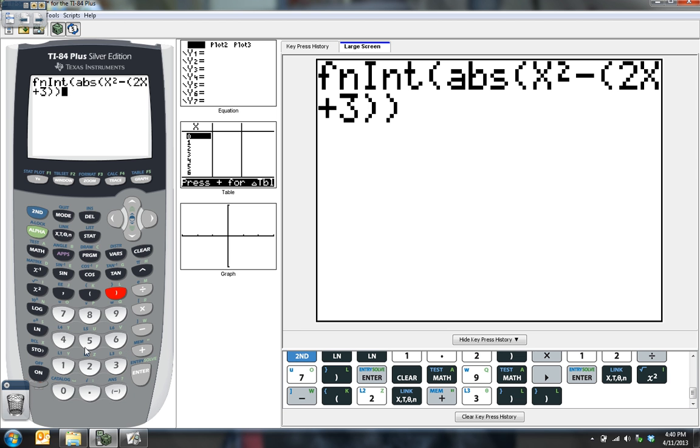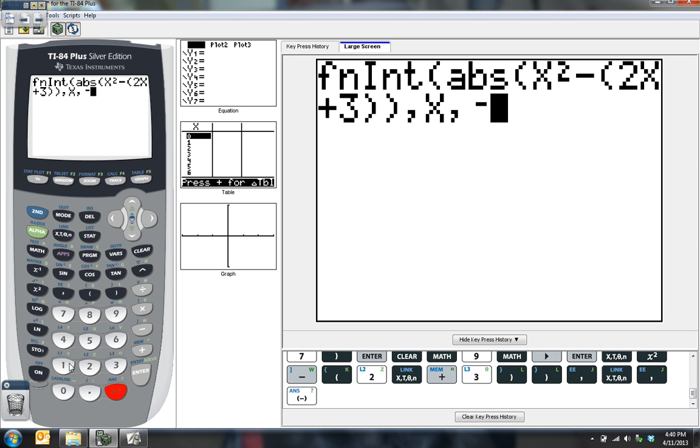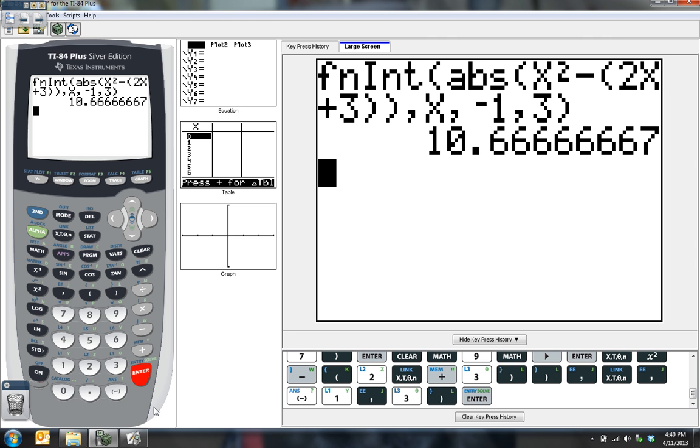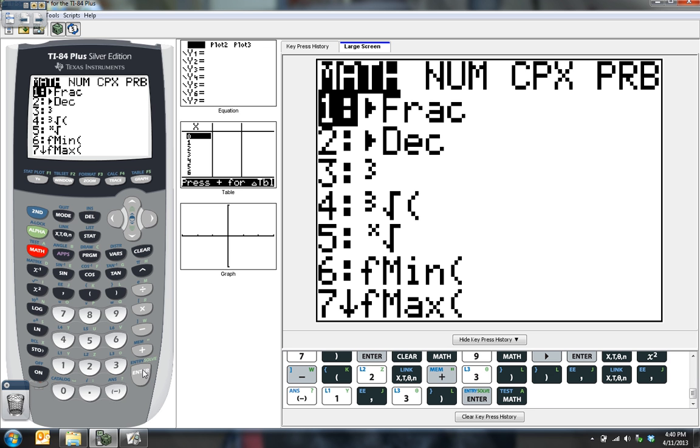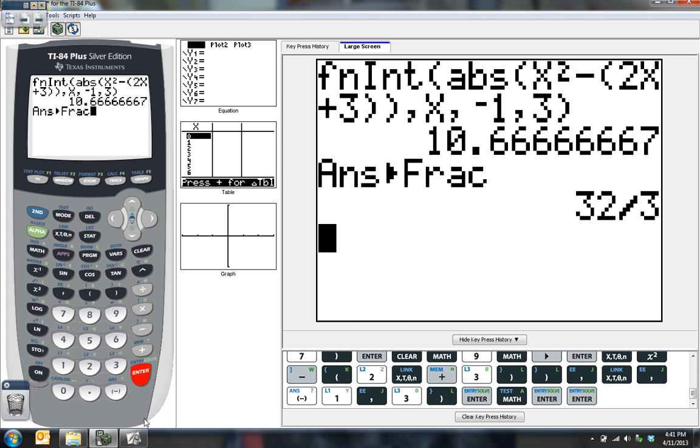Comma, x, comma. We went from -1 to 3, and then I'm going to close the parenthesis for the FNINT. Okay, and hit enter. And oddly enough, I recognize this somehow. This seems like we've seen this before from a previous problem. But if we don't remember, go to Math 1, hit enter, 32/3. Calculators are wonderful things, aren't they?